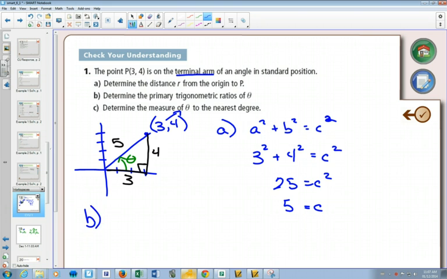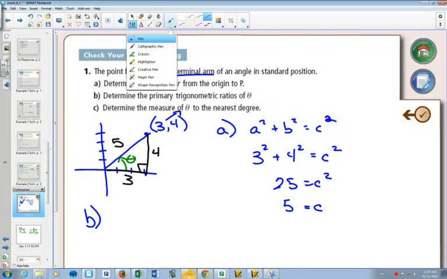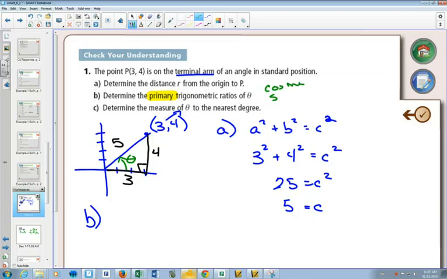Part B, determine the primary trig ratios. Now this word primary, when they talk about primary, they're referring to cosine, sine, and tangent. Those are the primary ones. Next year in grade 12, we look at the secondary ones as well. So then you'll have secant, cosecant, and cotangent. But not yet. So the primary trig ratios.